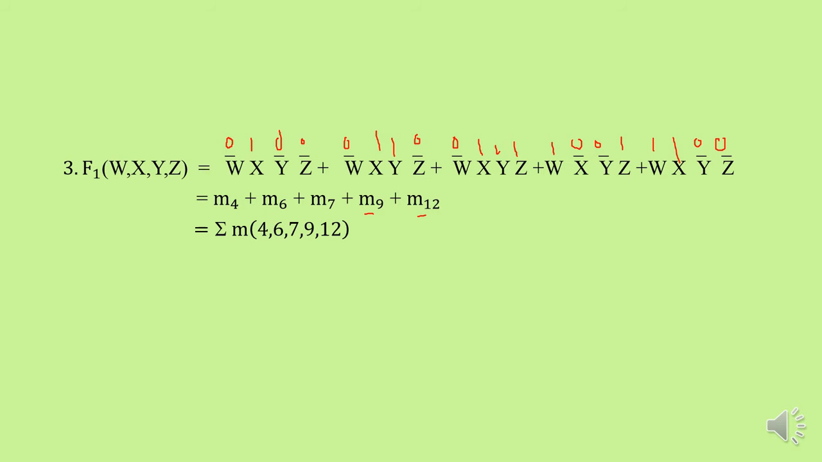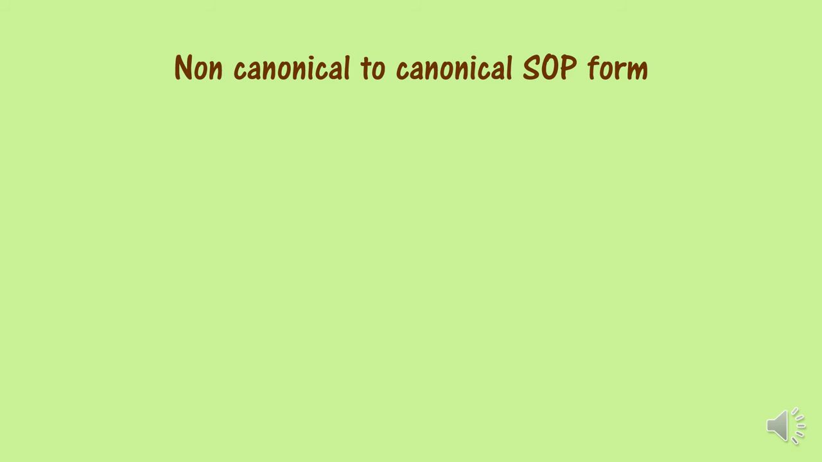So again in the similar manner we can represent a canonical SOP function in the decimal notation. Right? In the next slide we discuss how we convert non-canonical to canonical SOP form.